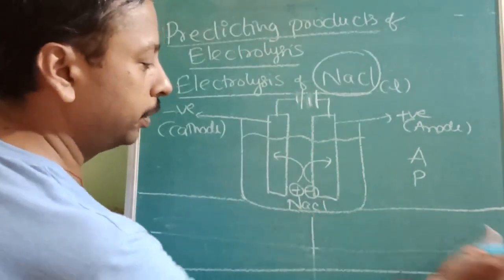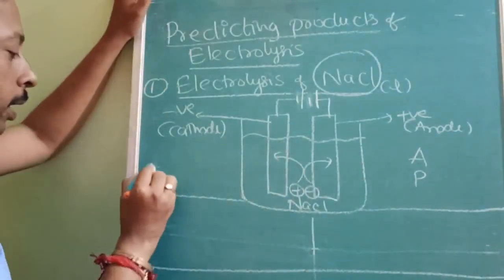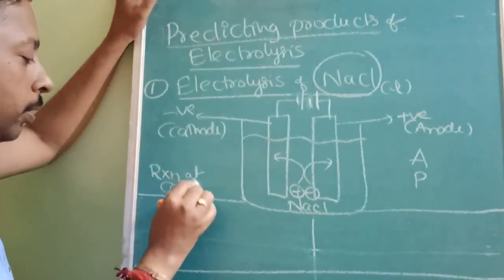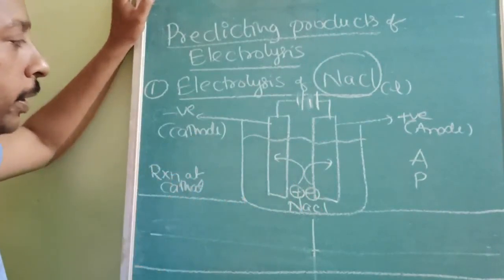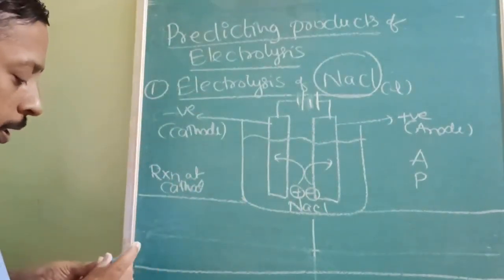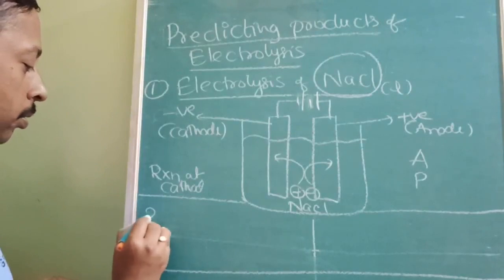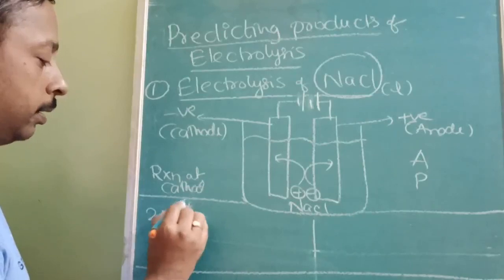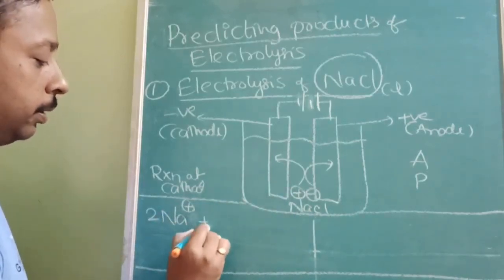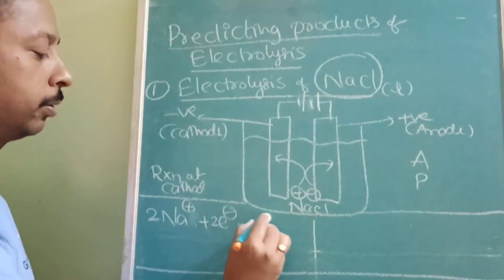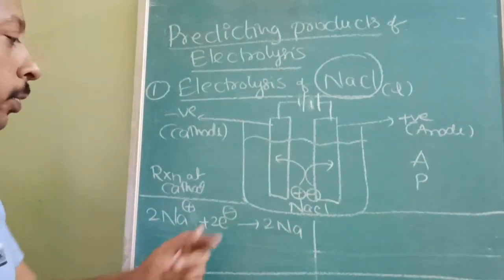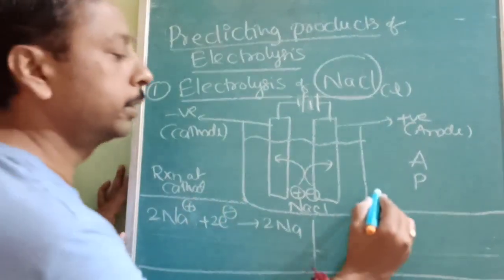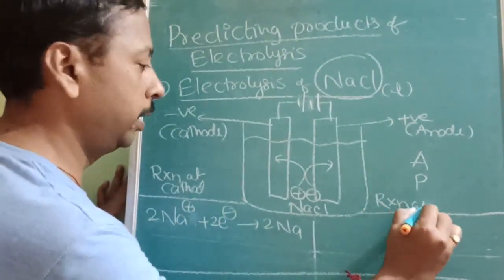First, the reaction at the cathode. At the cathode, what happened? Sodium positive went to the cathode. So at this place, 2 moles of sodium plus react with 2 moles of electrons to form 2 sodium. So at the cathode, sodium will be collected.